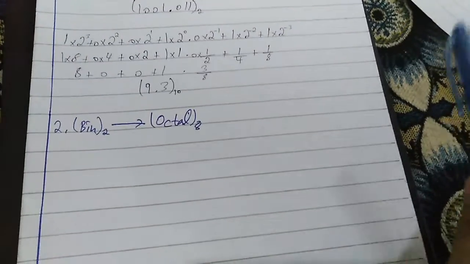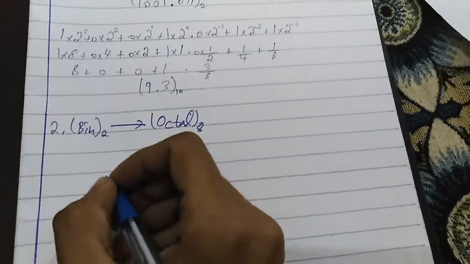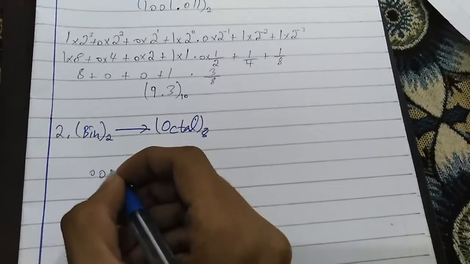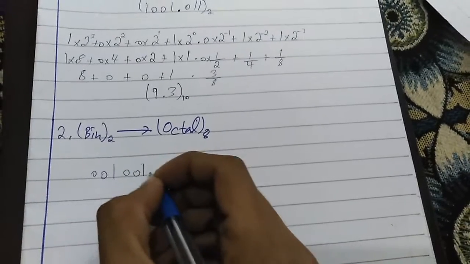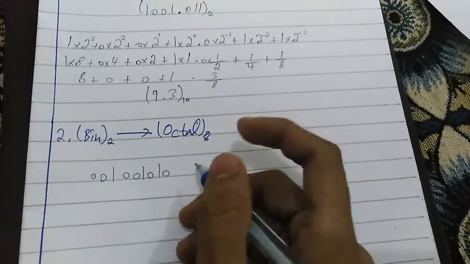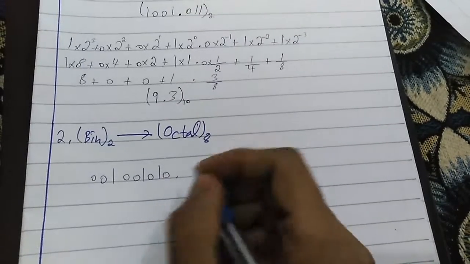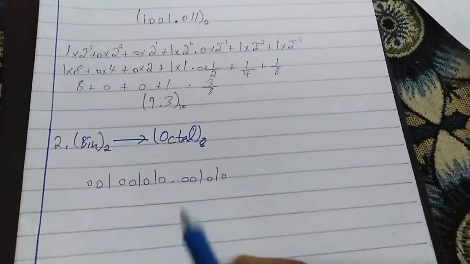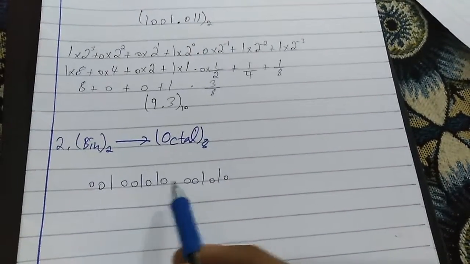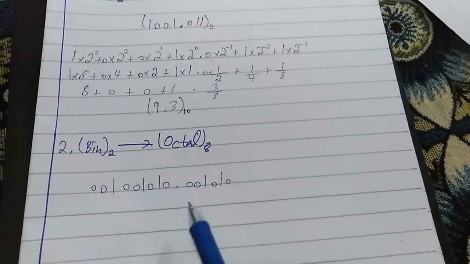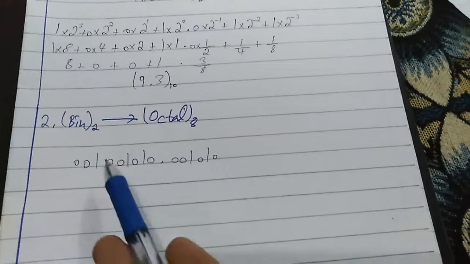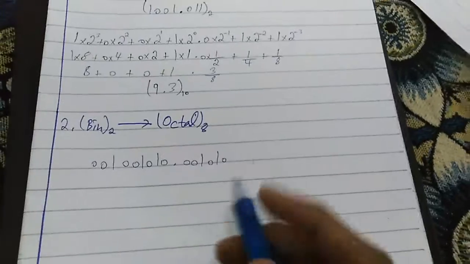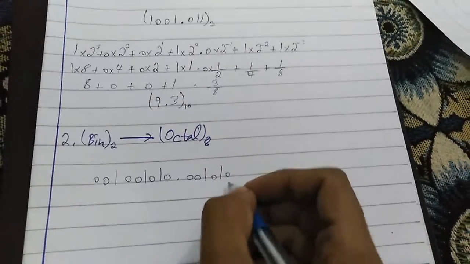We have to take an example. If we take a large example like 001001010.001010. In this, the decimal point doesn't change the solution of binary to octal conversion. For simplifying, it is all the same after the decimal point and before the decimal point. It has been just like that.